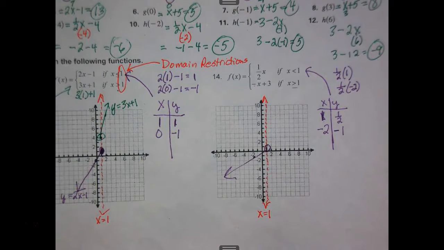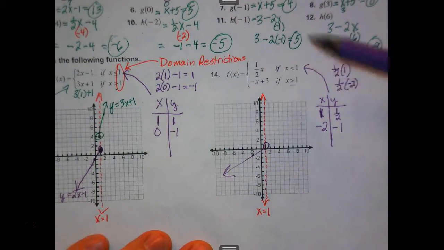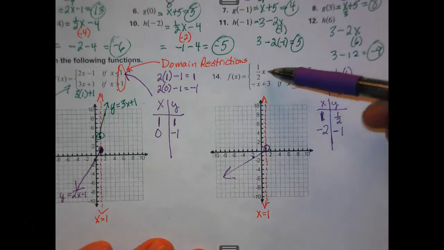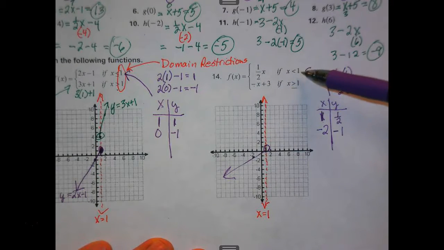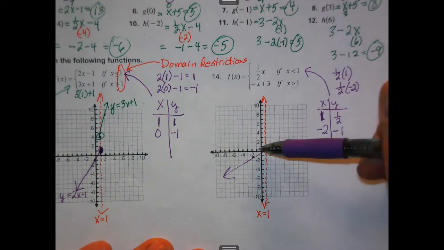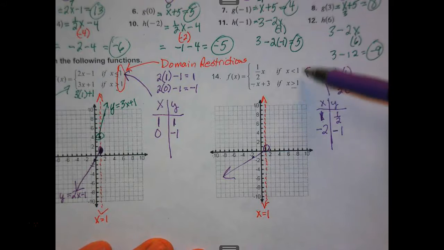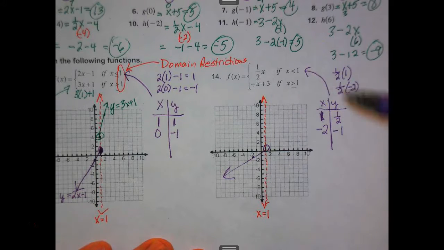That's my boundary line. Yeah, that's my x equal 1. See how it says use this expression 1/2 x if x is less than 1. So this is x equal 1. So I know that something's happening around the x equal 1 line.